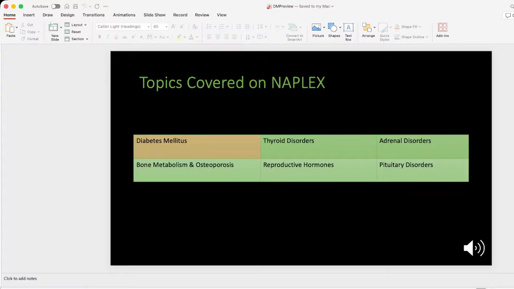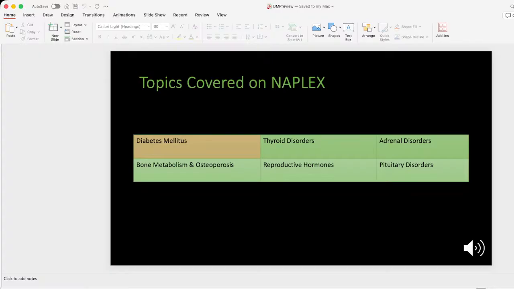Be sure that you're familiar with all the endocrinology topics listed here, because any of these topics could be on the NAPLEX exam. So I just wanted to post it here for your reference.